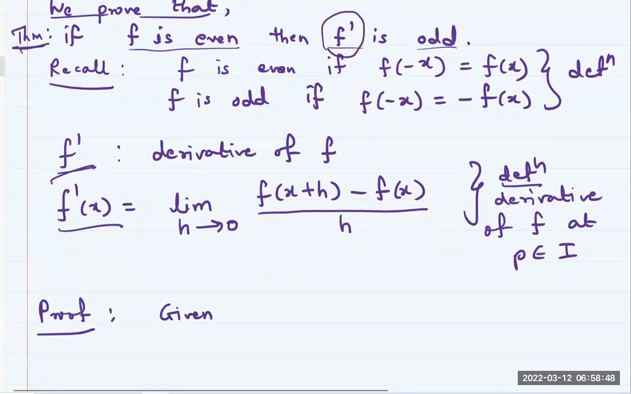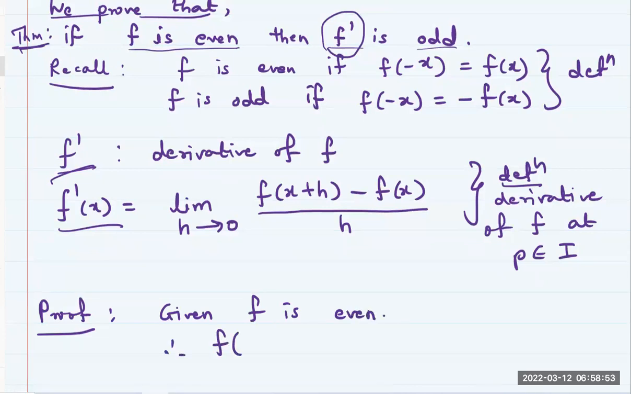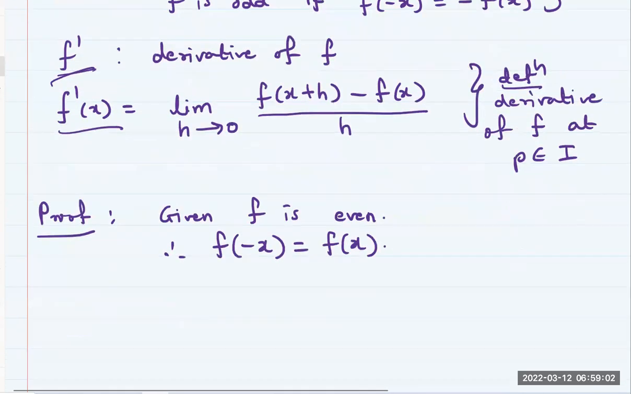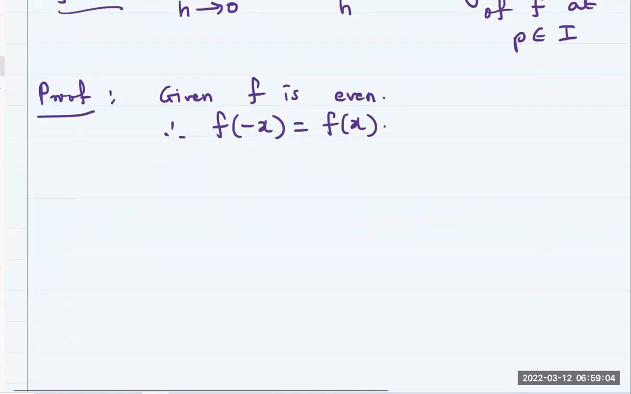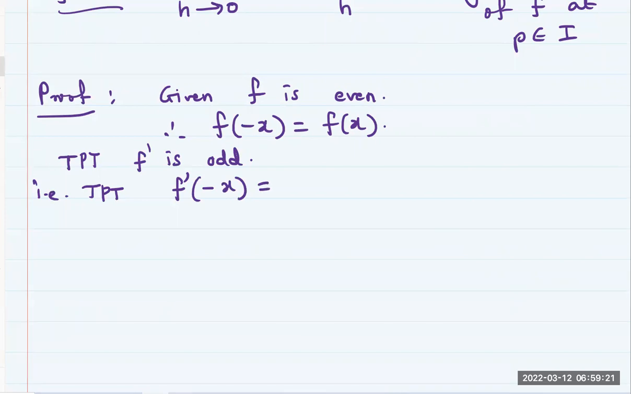Given: f is even, and therefore f of minus x is the same as f of x. What is TPT? To prove that f dash is odd. That is, you have the new function f dash, but at minus x the answer should be minus of f dash of x. This is what you want to prove.